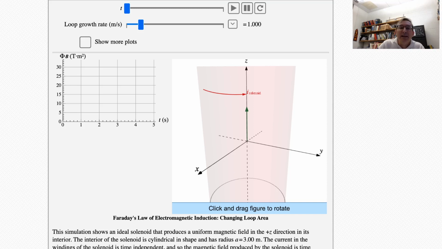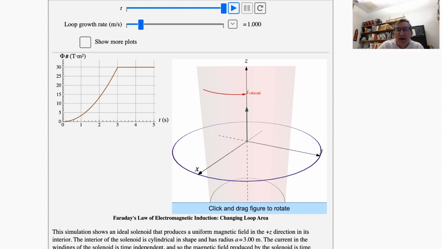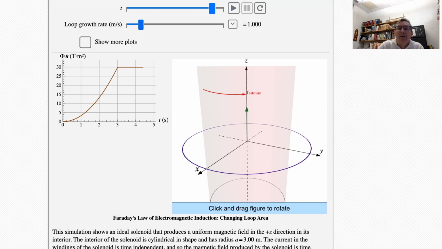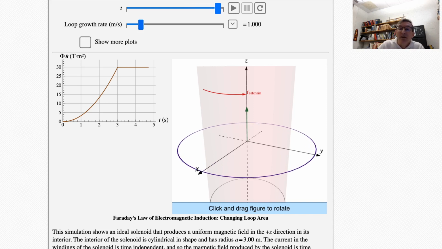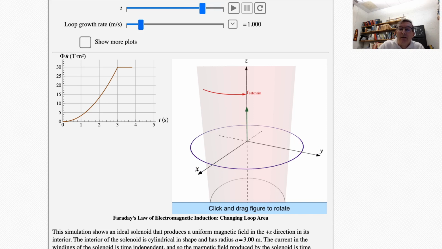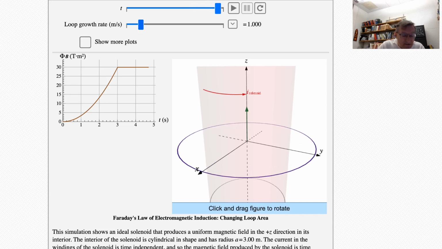So first, let me just run the animation, and you can see that the magnetic flux will change with time. There's the loop growing. Notice, though, the magnetic flux stops changing after 3 seconds. You see why? I'll drag the slider back. There. Why does the magnetic flux graph show no change anymore, even though that loop is getting bigger? You see why not? It's because once the loop gets outside the solenoid, there's no more magnetic field out there, so the magnetic flux is no longer changing.